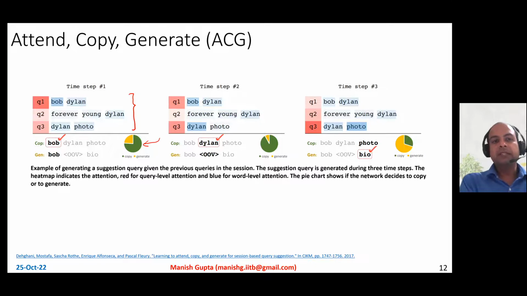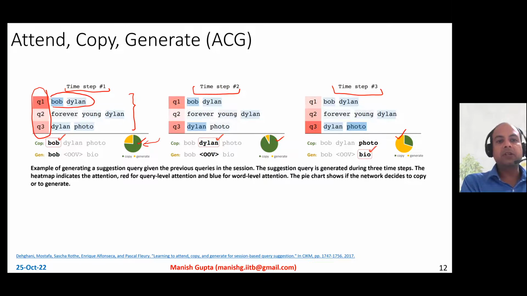And what you see here is the output from the model at 3 timestamps. At 3 timestamps, it generates the next query to be suggested, which consists of 3 words. In the first timestamp, it decides to copy. In the second timestamp, again, it decides to copy. In the third timestamp, it decides to generate. But if it has to copy, what should it copy? Therefore, it must have some sort of a hierarchical attention on the existing queries. So it has a contextual hierarchical encoder, which gives an attention at the query level and also an attention at the word level.